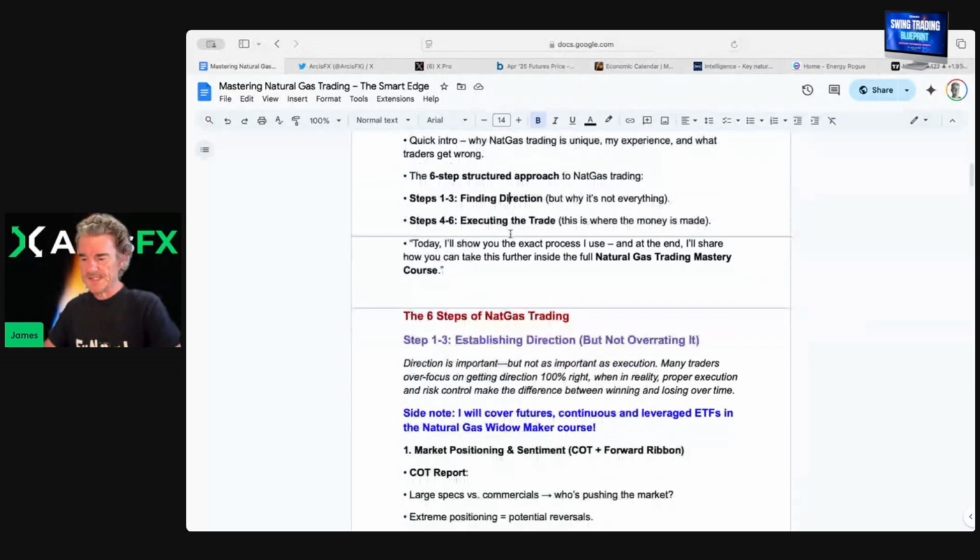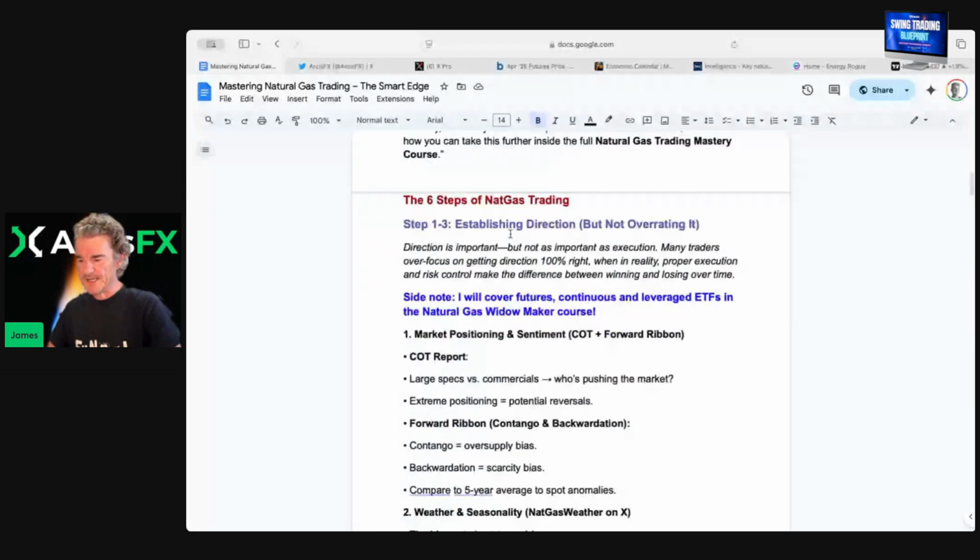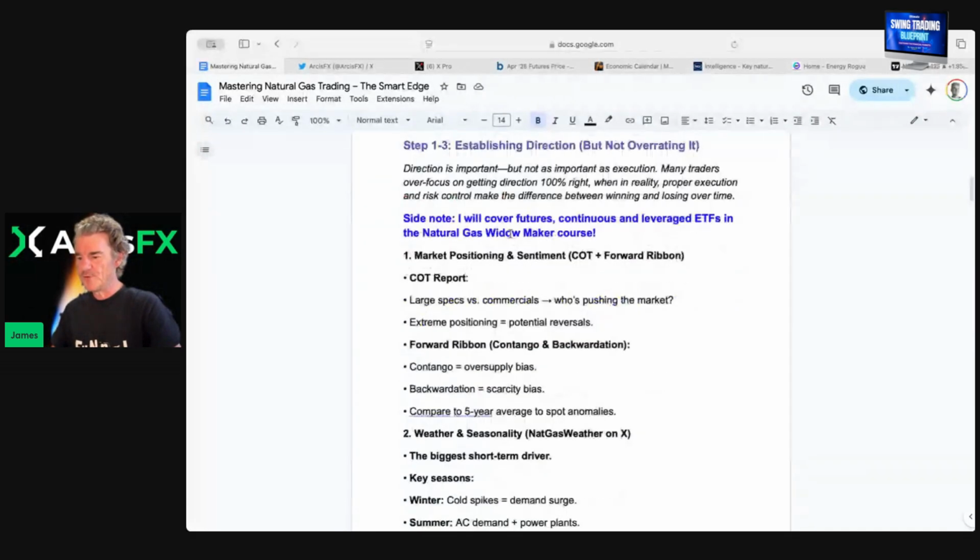And let's start with steps 1 to 3. Establishing direction, but not overrating it or placing too much emphasis on direction. Direction is important, but not as important as execution. Many traders overfocus on getting direction 100% right, when in reality, proper execution and probably even more important, risk control, make the difference between winning and losing over time.